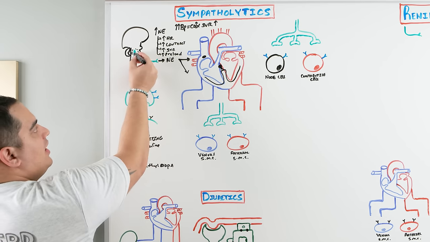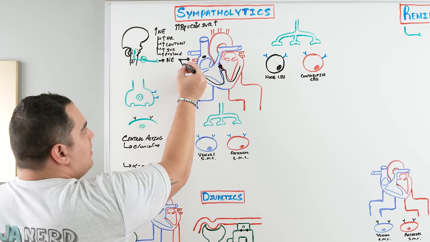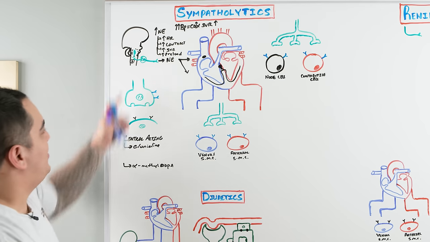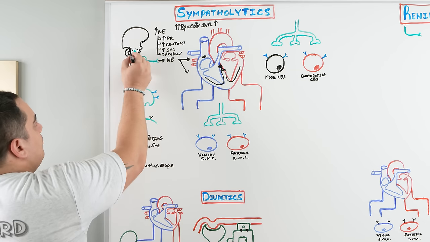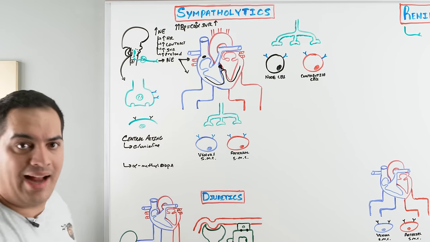So if I have an ability to inhibit this process right here, I may lose the sympathetic outflow to the heart and the blood vessels, right? So let's say that we take that and we zoom in on it, okay? So this right here is going to be this type of interaction.